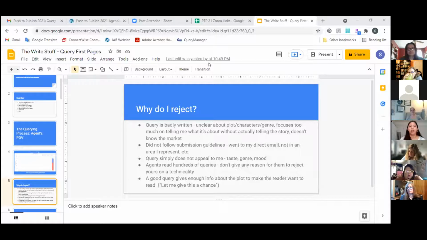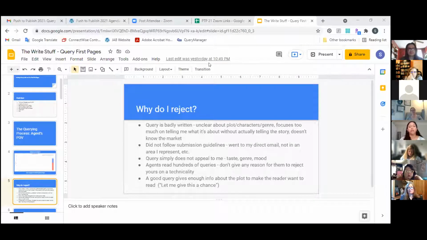On that note, sometimes I reject people because they did not follow submission guidelines. They went to my direct email versus the query manager, which I use for a reason, because it's easier for me to organize queries and see people I have not responded to. Sometimes they query me with a project in an area I do not represent at all.